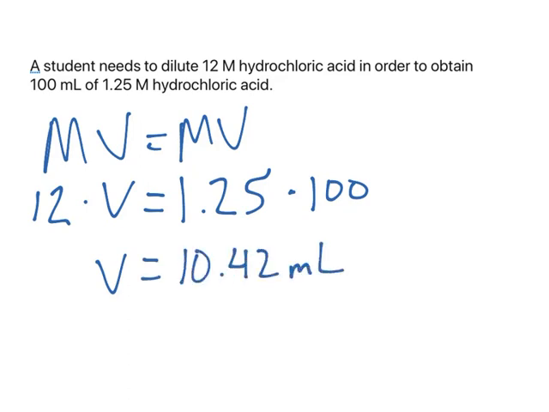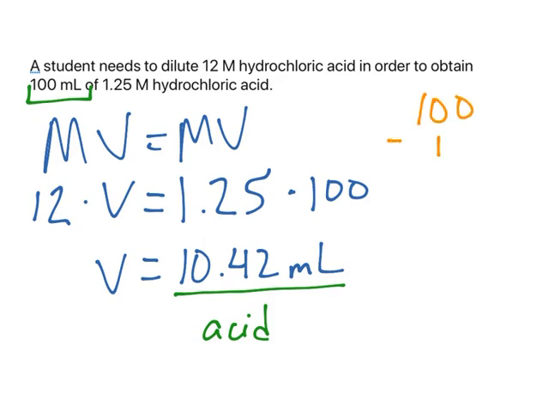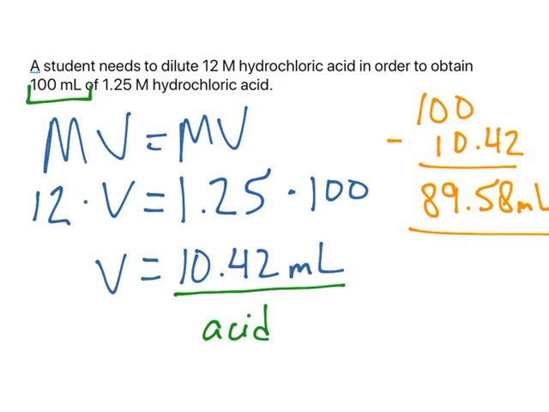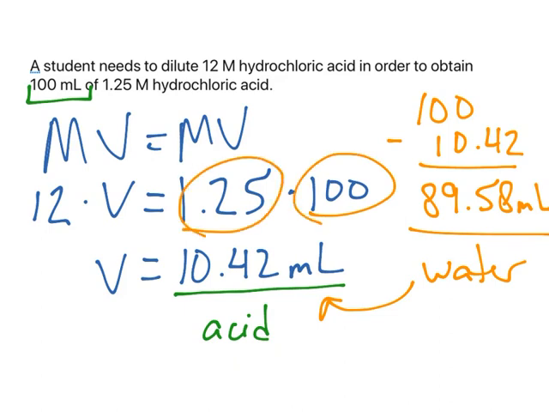10.42 milliliters. Now you have to understand what this means. This means you need 10.42 milliliters of the concentrated acid, but since the final solution has a volume of 100 milliliters, the remainder of that must be the water that's being added. So 100 minus 10.42 is 89.58 milliliters. This 89.58 milliliters is the water that will ultimately be added in combination with 10.42 milliliters of the acid to produce 100 milliliters of 1.25 molar acid.